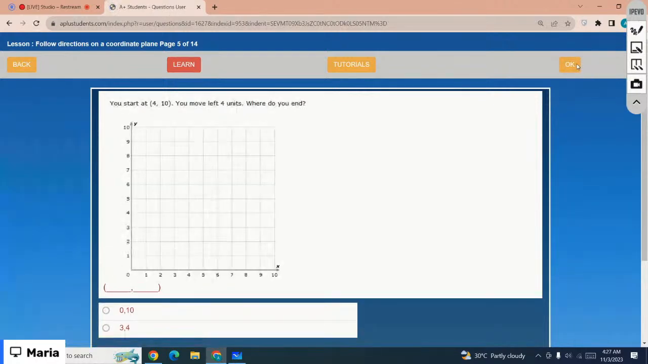Okay, you start at 4,10. You move left 4 units. So you end up on 0,10, right? You move left, so you have to subtract from the x value. That would be 0,10.